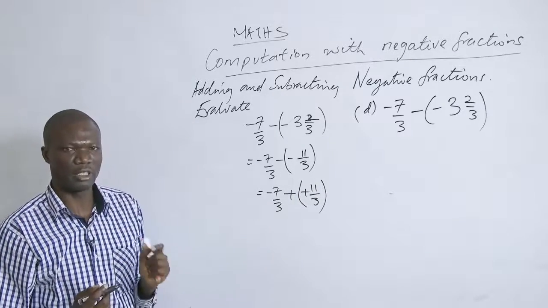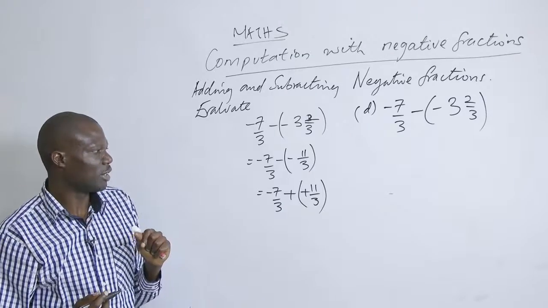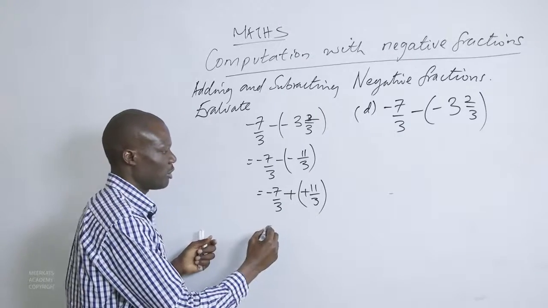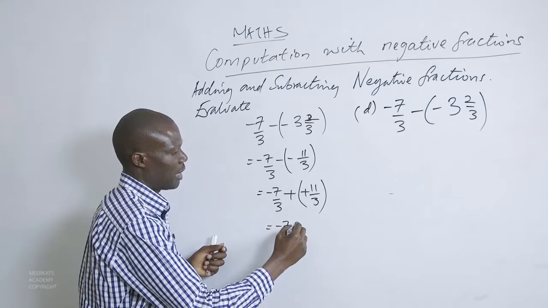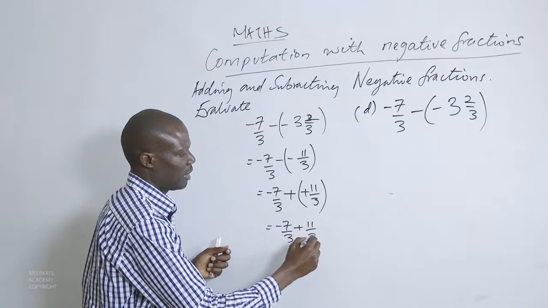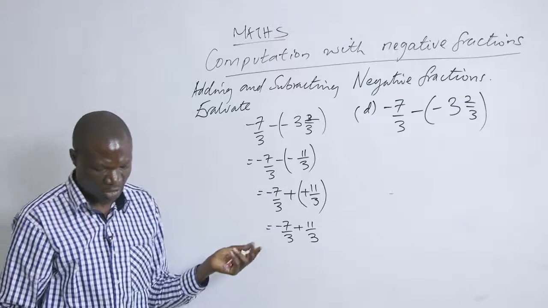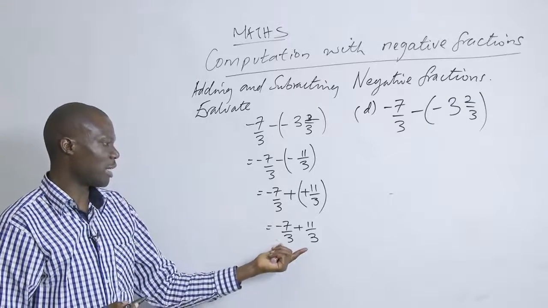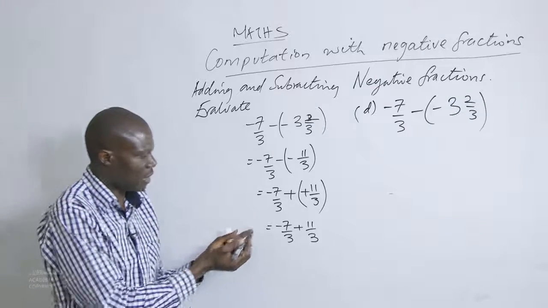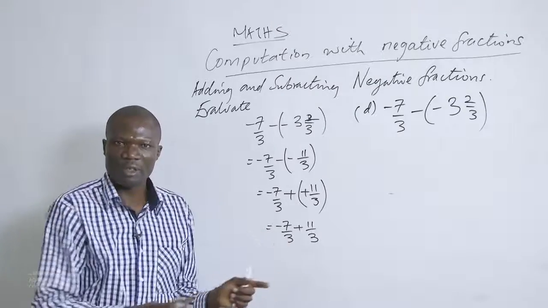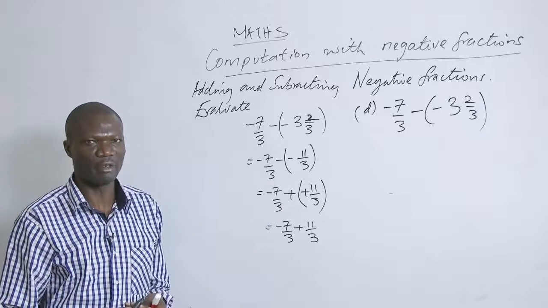That is what this is trying to tell us. So if that is the case, this can be reduced and we have minus 7 over 3 plus 11 over 3. So we have reduced it to be like any simple improper fraction, which you can simply work on. So minus 7 plus 11.